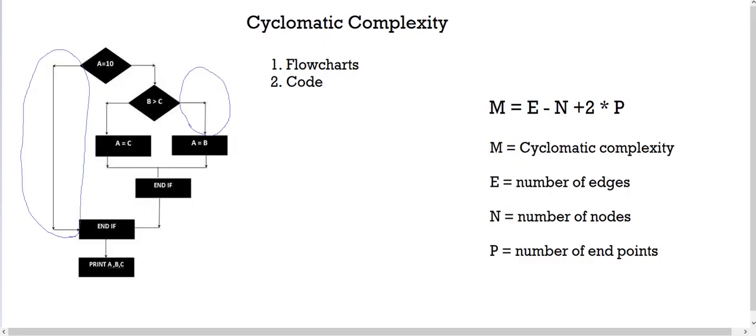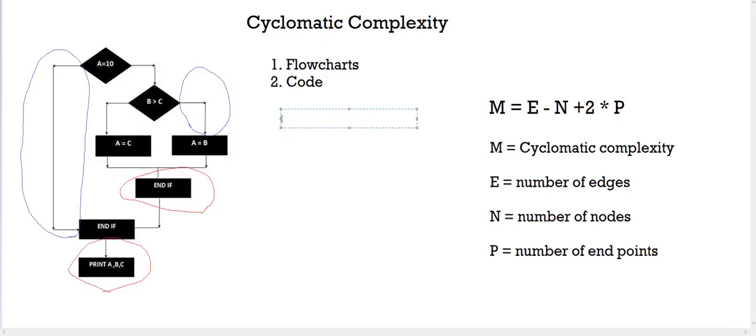And the ones that I'm marking in red are your nodes. For example, this here is your node, and that's a node too. So count the number of edges and count your number of nodes, and then we'll be well on our way to calculating the value. In this flowchart, the number of edges is equal to 7: 1, 2, 3, 4, 5, 6, 7. Our number of nodes is also equal to 7.